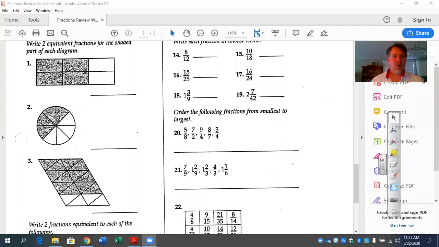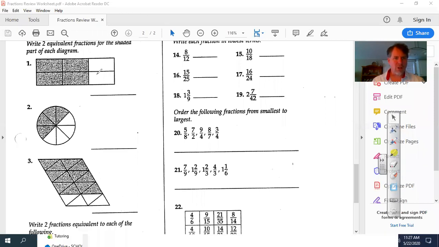Okay, we're on to the second part of the page. So this is equivalent fractions, and I'll do questions 1 to 3 in this video. So grab my annotate tools. Write 2 equivalent fractions for, well, I'm gonna have to move this bar so we can see that. 2 equivalent fractions for the shaded part of each diagram.